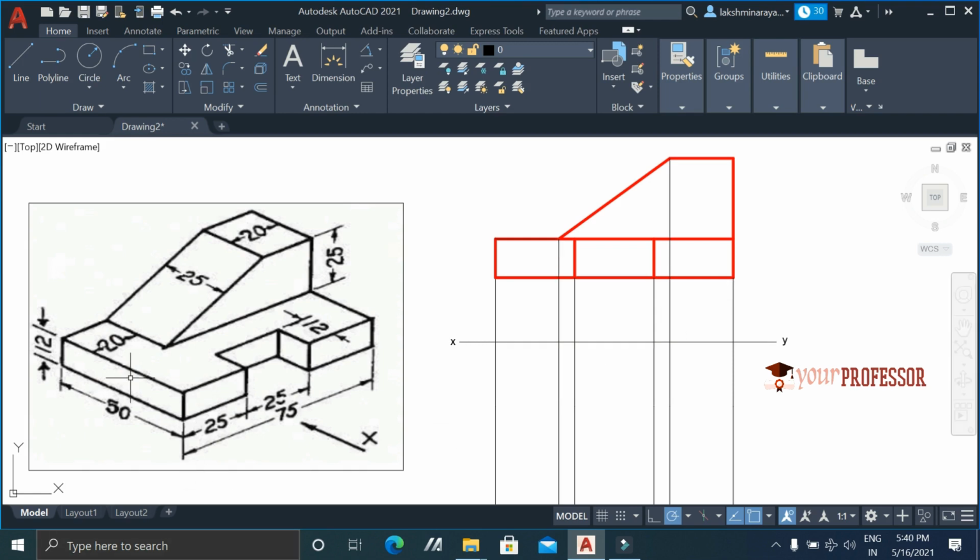When we observe the top view, we are able to see this rectangle, right? Which is of length 75 and width 50. And then we are able to see this 20 by 25 rectangle and this reduced rectangle. Let us start the top view. So I'm starting from here.